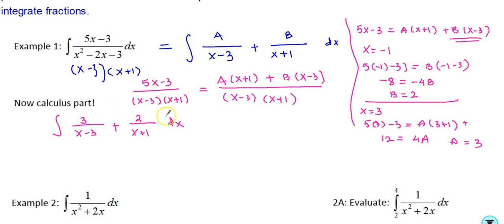Now let's take a look at this. How cool this is to integrate. Antiderivative of 3 over x minus 3 is, a quick review from calculus class, what? Antiderivative of 1 over x is ln x, if you recall. So here derivative of x minus 3 is 1. So I can easily pull out 3 ln of x minus 3 plus factor out 2.